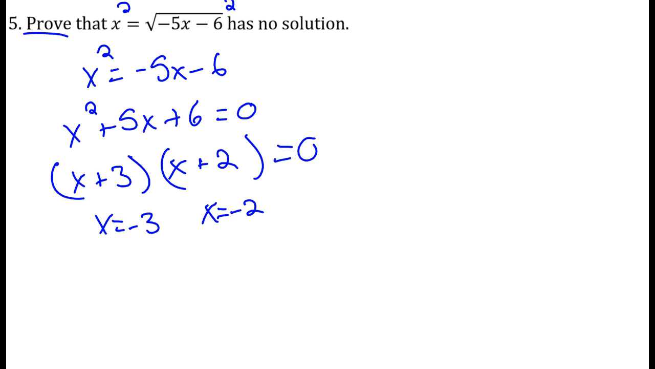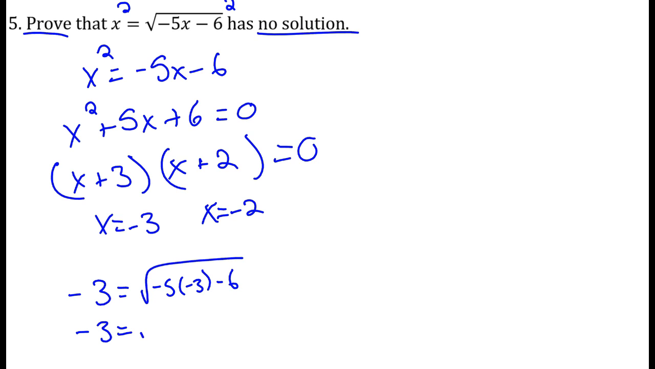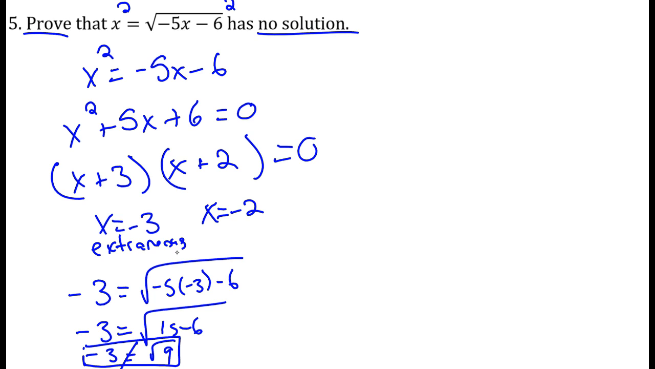Are these actually solutions? I hope not, so I'm going to plug them in. Does negative 3 equal the square root of negative 5 times negative 3 minus 6? Does negative 3 equal the square root of 15 minus 6? Does negative 3 equal the square root of 9? No. The square root of 9 is 3, so this is extraneous. We reject it. That's an extraneous solution.